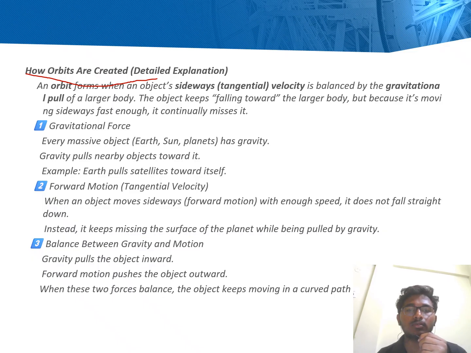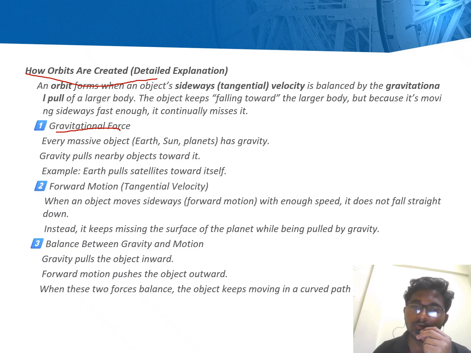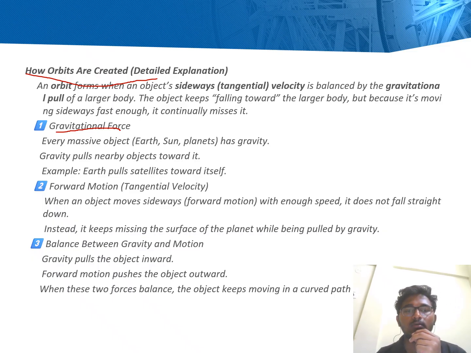What are the forces acting on that smaller body? First one is gravitational force. Every massive object, Earth, Sun, planets, has gravity. Gravity pulls nearby objects towards it. Example: Earth pulls satellites towards itself.